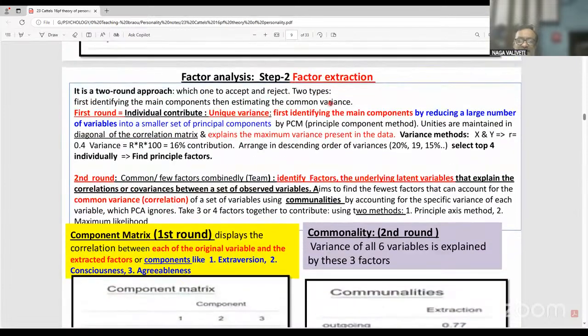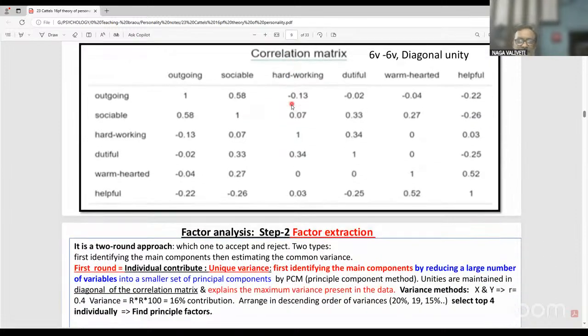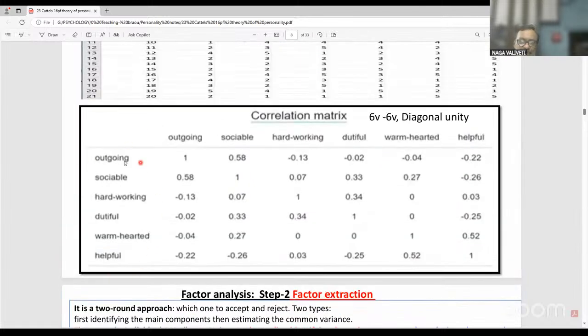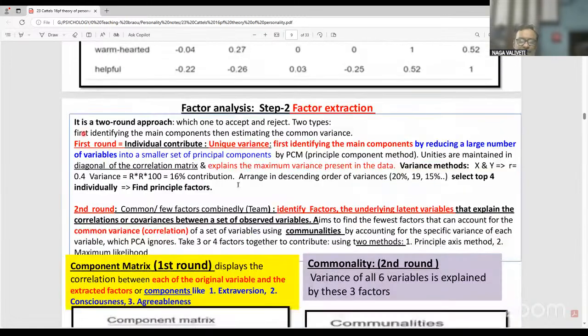Then what is the second step in factor analysis? After making the correlation matrix, in the first round, from observable elements, we reduce the large number of variables to smaller components. Suppose you have 20 here, it could come down to 6. Bringing them to 6 is the first round, the unique variance. Identifying these is also called main components. That's why it is called the principal component method.